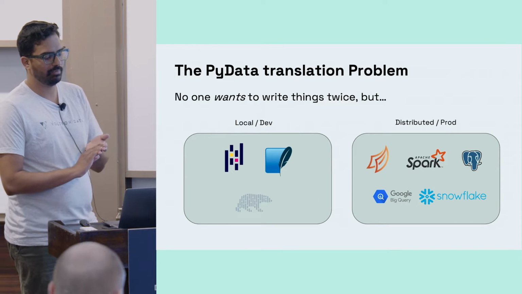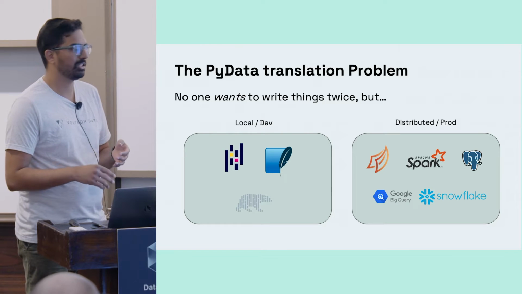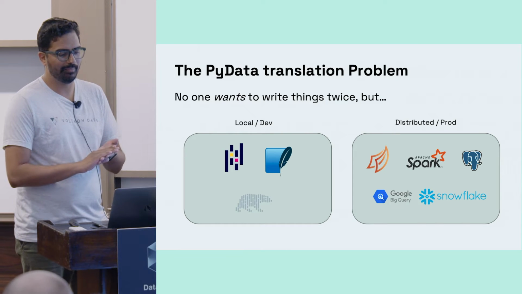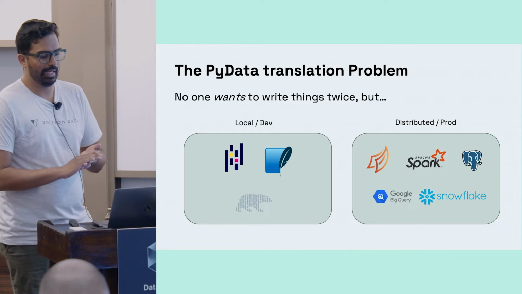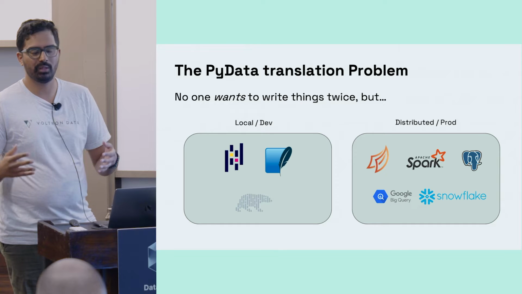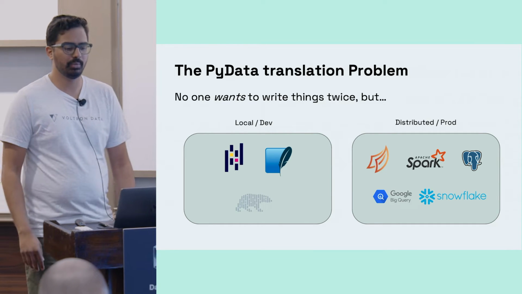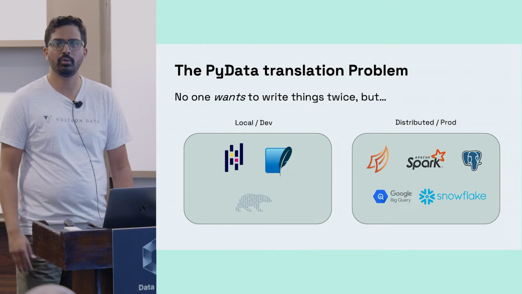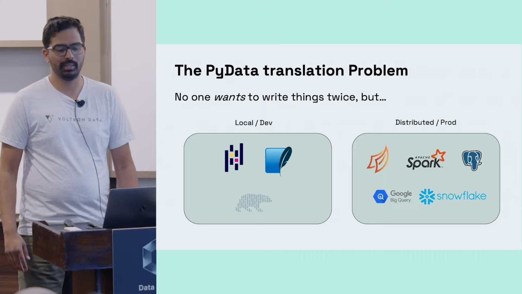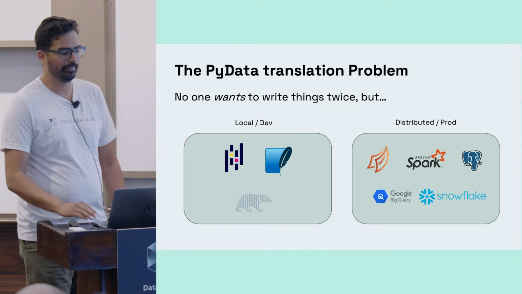Now, we have a problem. What you use locally, so that's going to be your pandas, maybe it's Polars now, that's usually not going to be what you're deploying to in production. Usually, especially if you're working with data of any reasonable scale, you're going to be using a distributed computation engine, whether it's a separate framework like Apache Spark, or a distributed database, something like BigQuery or Snowflake.